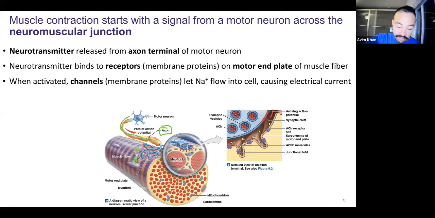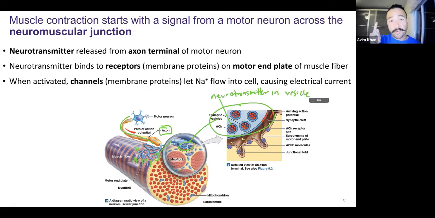And at that axon terminal, you have vesicles full of neurotransmitter. And that's what we were seeing in the histology. Those circular things were vesicles full of neurotransmitter.